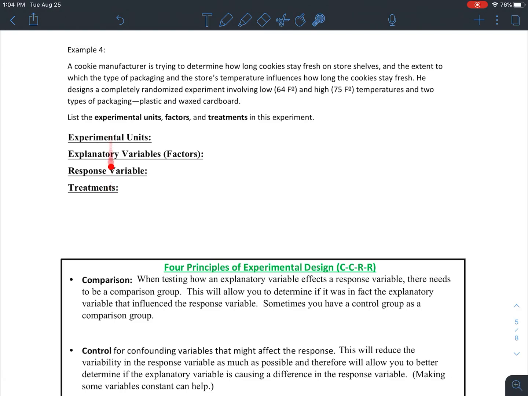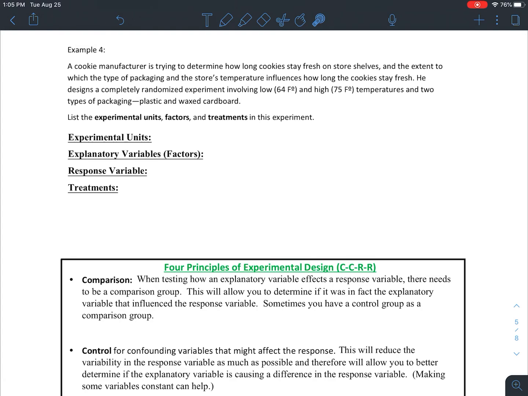Okay, all right, let's go ahead and flip to the next page here. Just one more problem where we're just going to practice defining these different elements and vocabulary to an experiment. It says a cookie manufacturer is trying to determine how long cookies stay fresh on the store shelves and the extent to which the type of packaging and the store's temperature influences how long the cookies stay fresh. He designs a completely randomized experiment involving a low temperature of 64 degrees and a high temperature of 75 degrees. And 2 types of packaging, plastic and waxed cardboard.